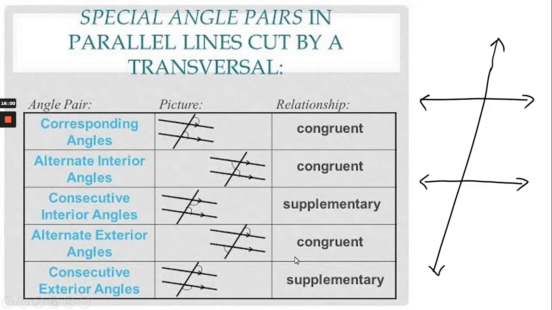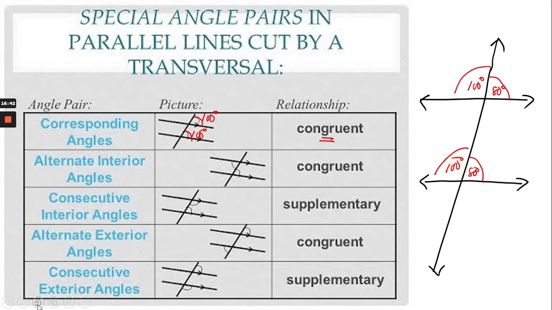Special angle pairs in parallel lines cut by a transversal line have a relationship to each other. First, corresponding angles are always congruent. So they also always have the same measure. So this and this have the same measure. If this is 100, therefore this is also 100. If this is 80 degrees, therefore this is also 80 degrees. If this is 100, therefore this is also 100. So that is corresponding angles.